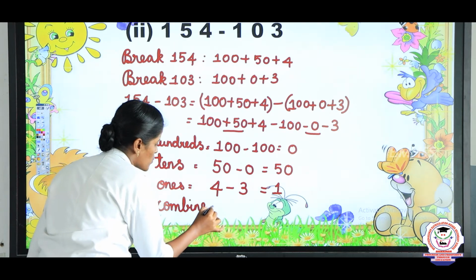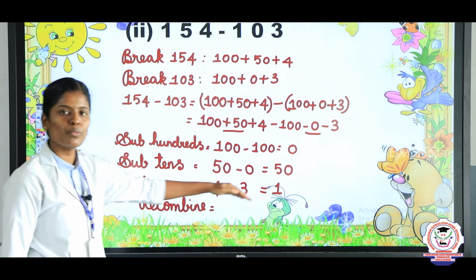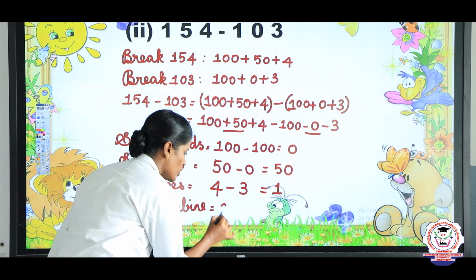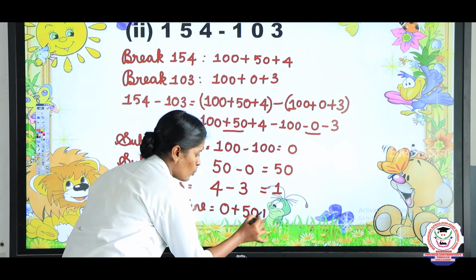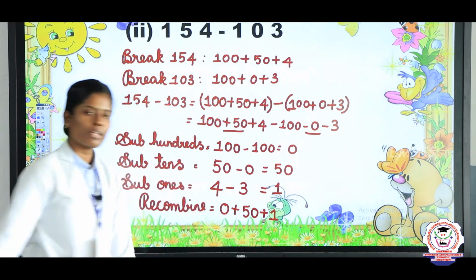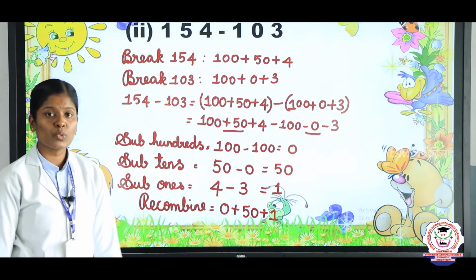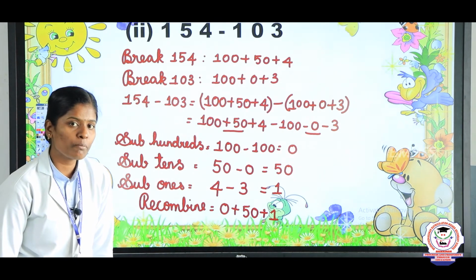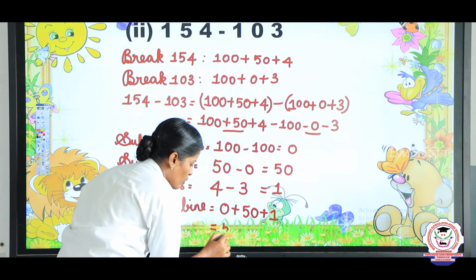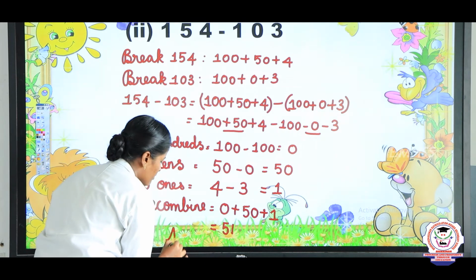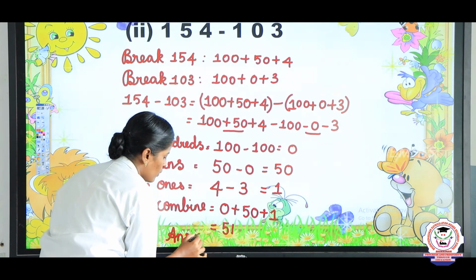Take the 100th value. Here the 100th value is 0. So write 0 plus 50 plus 1. Now we are going to add this. What is the answer? 50 plus 1. Very good, Nani. The answer is 51. So write the final answer 51.